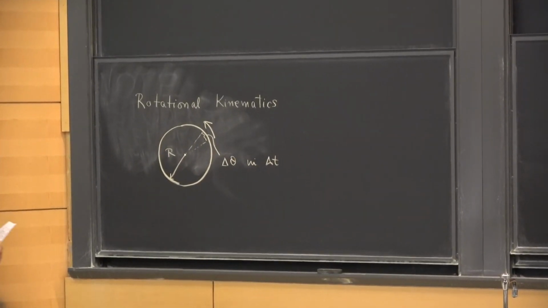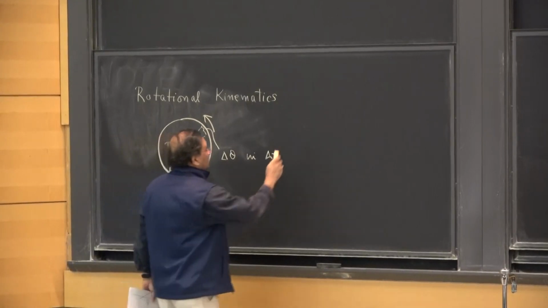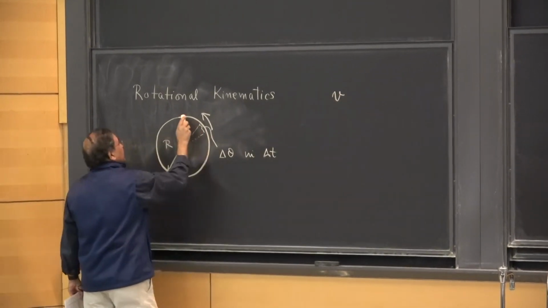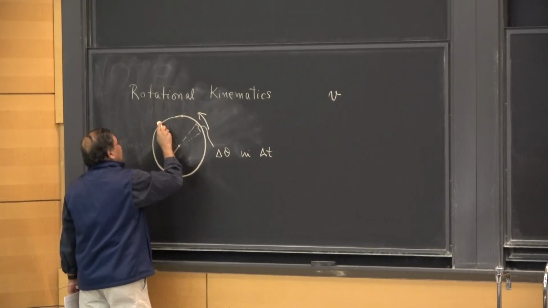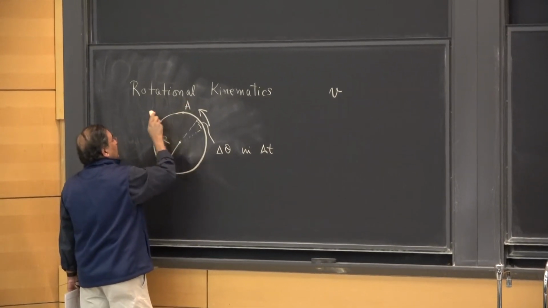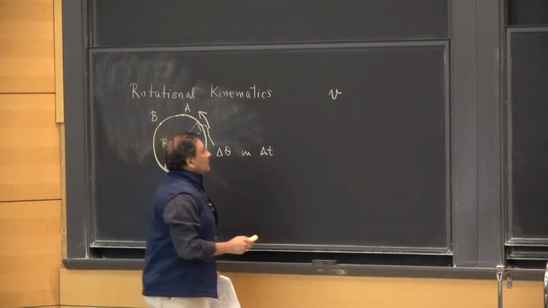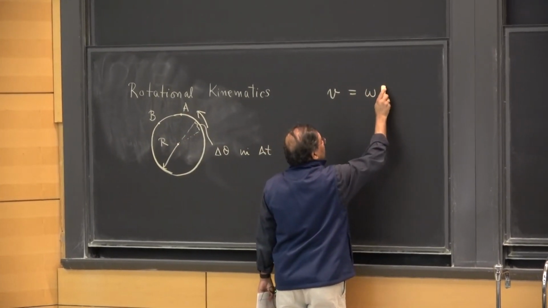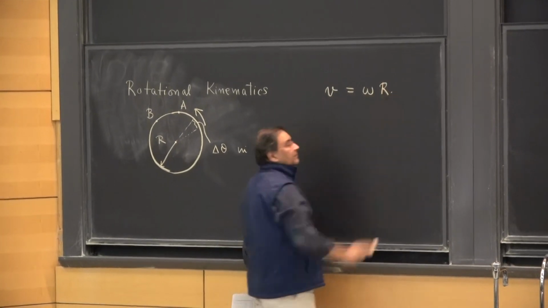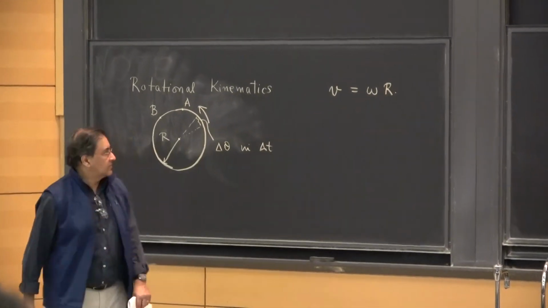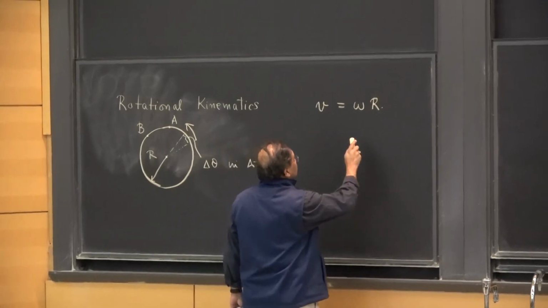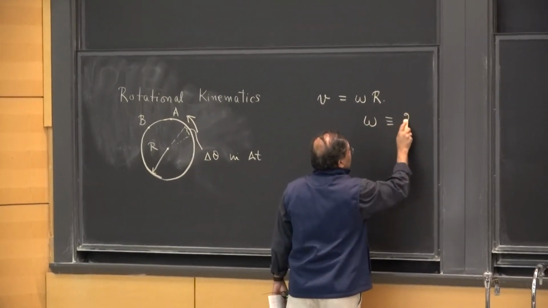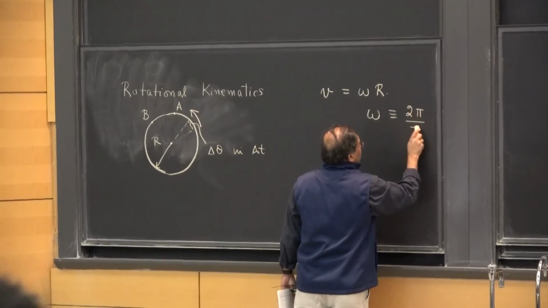So we already know for a while now that the speed, if I measured the speed anywhere at the edge, let's say, call it point A or call it point B, then the speed there would be omega times r, where omega is the angular speed. Just to remind you, omega by definition is 2 pi over T, right?